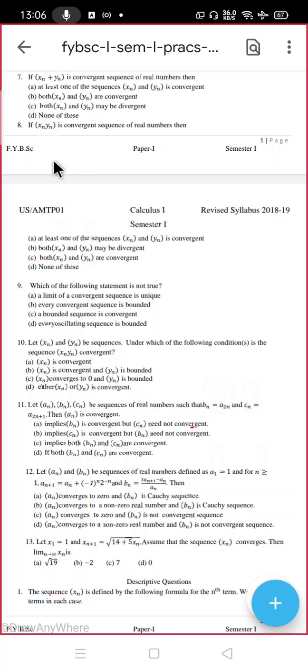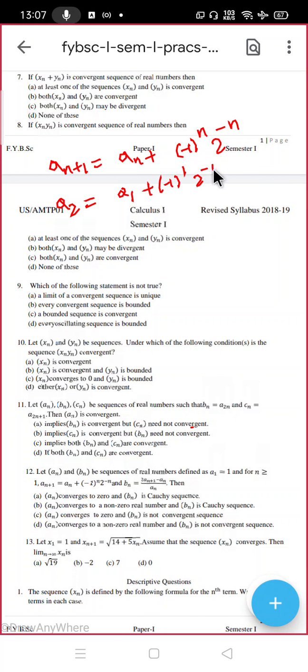I'll just write it once again. En plus 1 is equal to En plus minus 1 raised to n, 2 raised to minus n. What about a1? They have given that. Yes, a1 is 2. What about a2? What will be the value of a2? It will be a1 plus minus 1 raised to 1, 2 raised to minus 1. So what is the answer? a1 is 1 and this is minus 1/2. So the answer is 1/2. Do you agree?